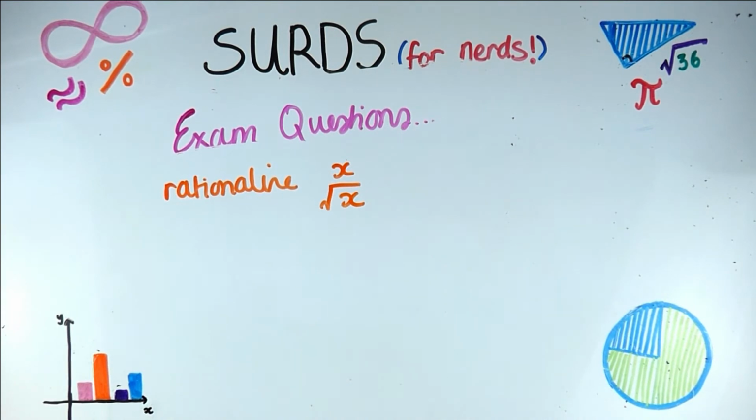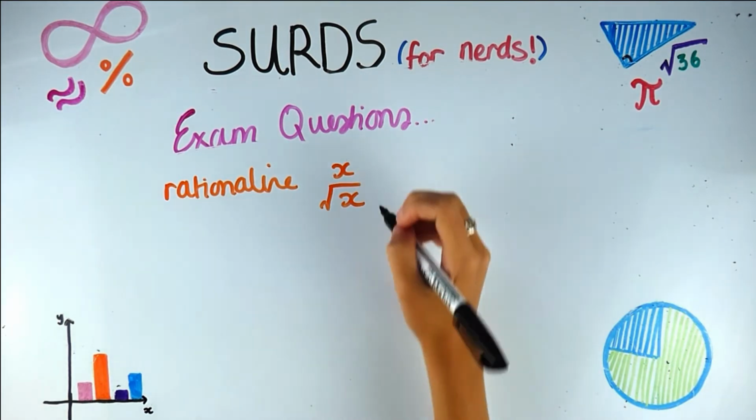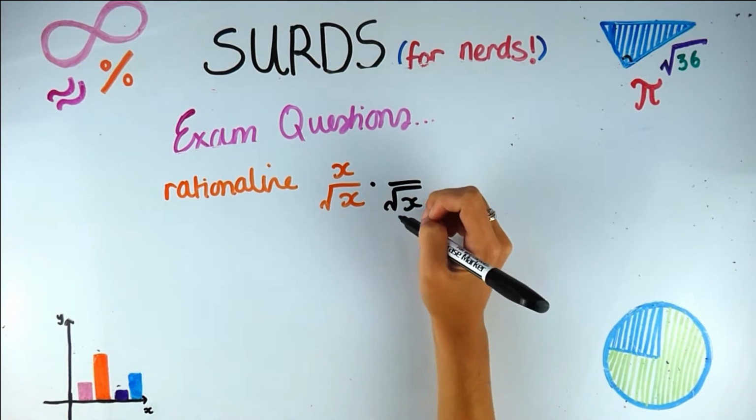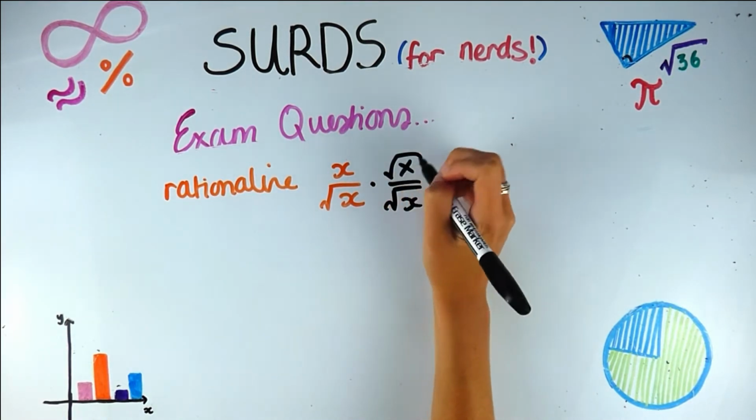Next one is rationalise x over root x. This is your denominator rule. We don't like roots on the bottom. We know that. So what do we do? We multiply it by itself. But because we've done that, we have to do the same to the top because fractions.